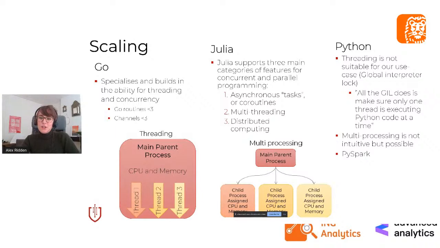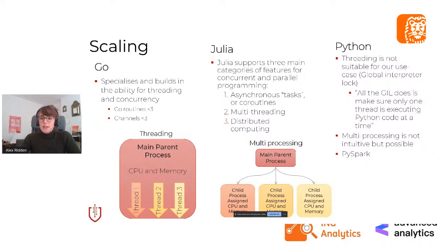I read this interesting quote that all a GIL does is make sure that one thread is executing Python code at a time, which seemed a little bit counterintuitive to me. I also have read a lot about the multiprocessing that Python has to offer, and I've tried it myself, but I find it to be not very intuitive, especially when you compare it to how easy it is in Go.